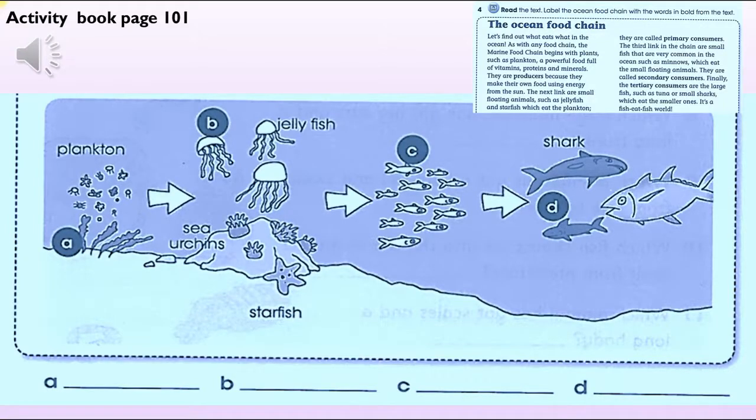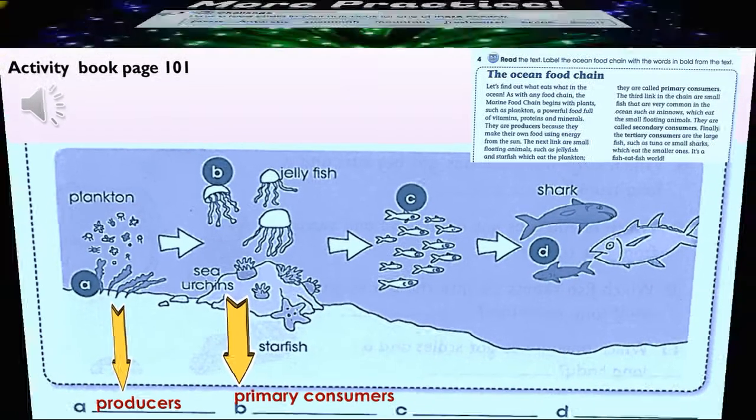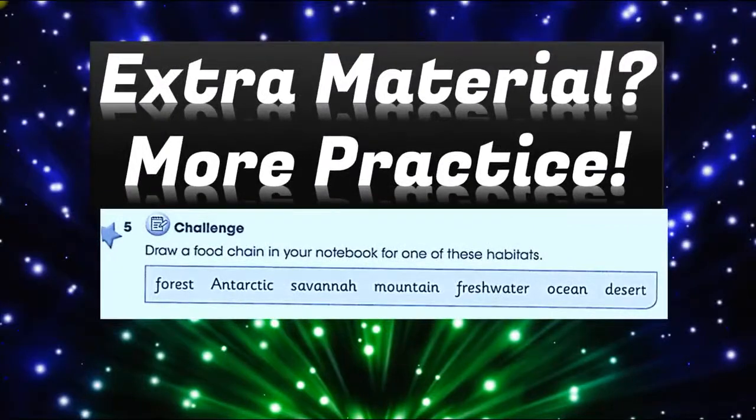Exercise 4. Read the text. Label the ocean food chain with the words in bold from the text. The ocean food chain. Let's find out what eats what in the ocean. As with any food chain, the marine food chain begins with plants, such as... You're going to go back and listen yourself and answer the other two.